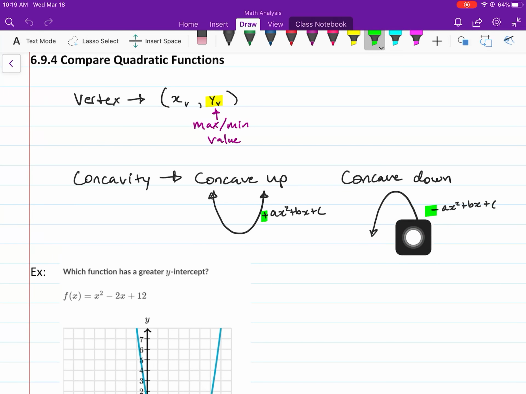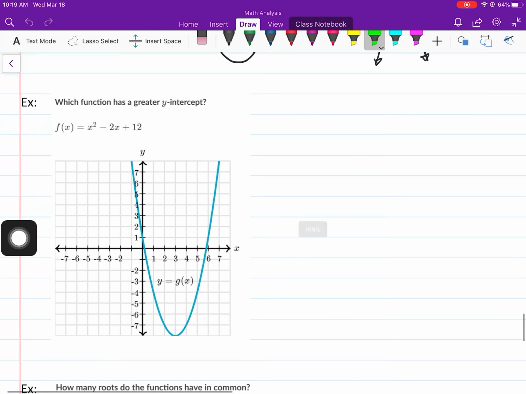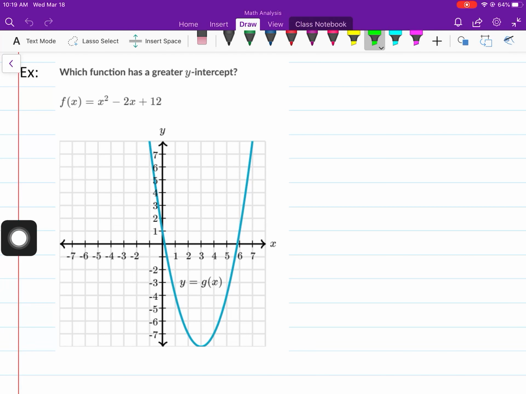And then concavity. Concave up just means it's facing up. Concave down means that the quadratic's facing down. Don't forget that means it's a positive in the front if it's facing up, negative in front if it's facing down. Here, I just did a couple quick examples.